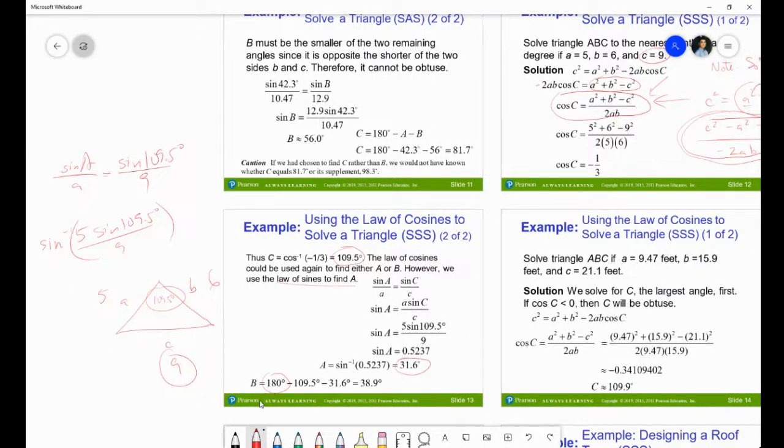And then the last angle is always subtracted from 180. If you have two of the angles, the last angle should always be solved by subtracting from 180. Do not use the law of sine again. The reason is that all three angles have to equal 180 degrees.